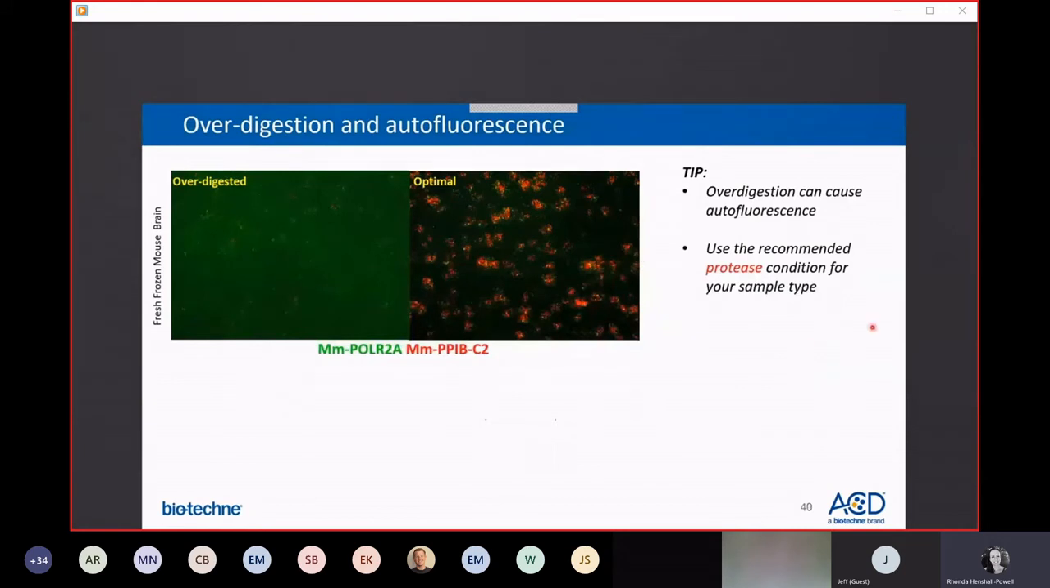Something else to keep in mind for fluorescent RNAscopes like HiPlex, over-digestion can cause autofluorescence to be even worse. So this is fresh frozen mouse brain tissue that doesn't have a high level of autofluorescence to start with, but in over-digested tissue, the background starts to come up, interfering with your readout. So this is optimally digested tissue. You can see the background's nice and clean, and you can clearly see 2 colors corresponding with 2 gene targets.